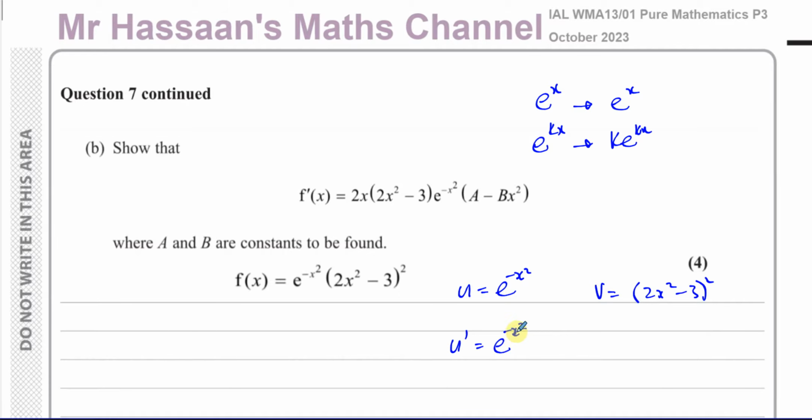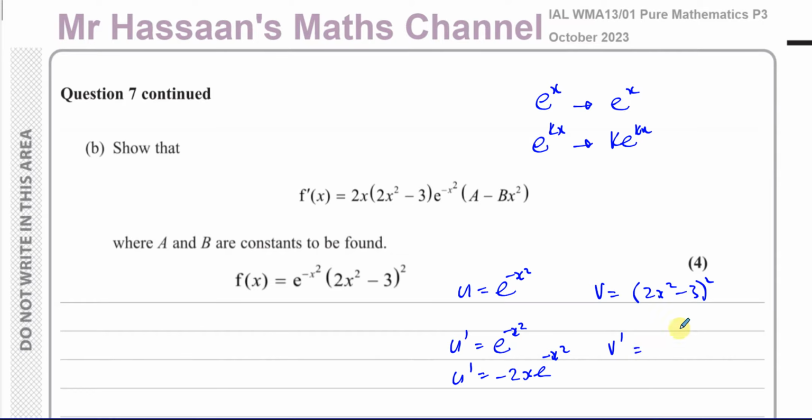So here the differential of minus x squared is minus 2x. So u dash is actually going to be minus 2x e to the power of minus x squared. So you write it down as it is, and then you multiply by the differential of what's inside the function. That's how you use the chain rule to differentiate.